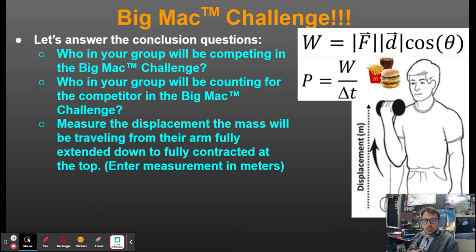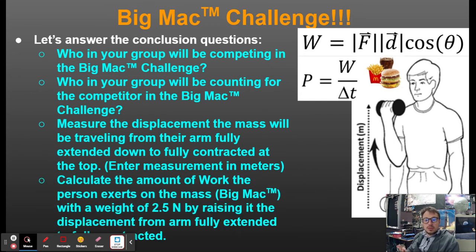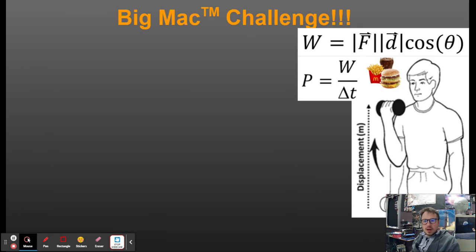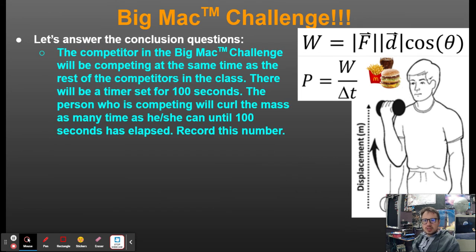We know the force is 2.5 newtons. That's that next question. Now the displacement is from their arm when they're holding that mass that'll simulate it, all the way extended, all the way contracted. That's going to be different for everybody though, and it comes out to around 0.6 to 0.7 meters. That's a good range. Some people have like 0.75 meters. All right, so let's answer these questions.